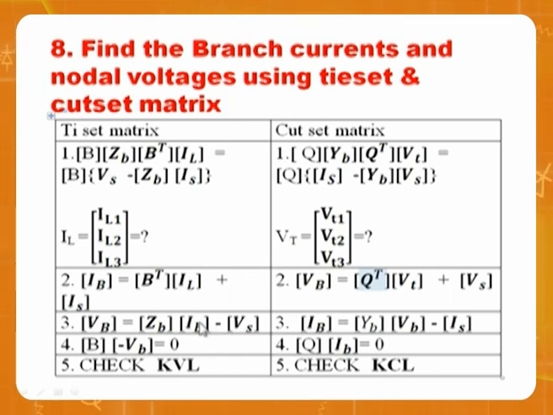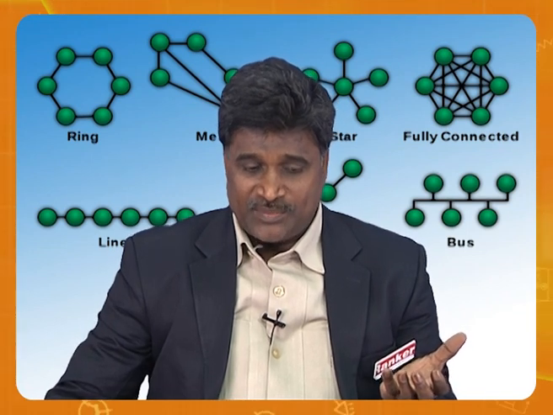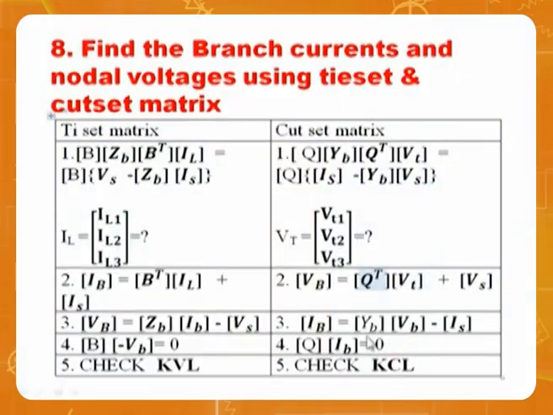From branch currents, what do we get? We get branch voltages. So please observe, from this one IL comes, from this one IB comes, from this one VB comes. If you calculate and see all that, it should be 0. That is the check. You can check whether your solution is right or wrong. This is based on KVL. That's why please remember, KVL became mesh, same KVL became tie-set matrix. Similarly, cut set. KCL became nodal.